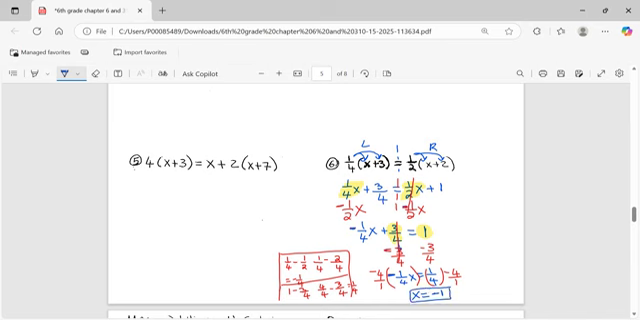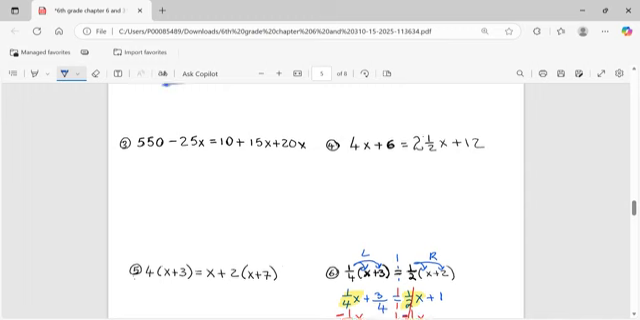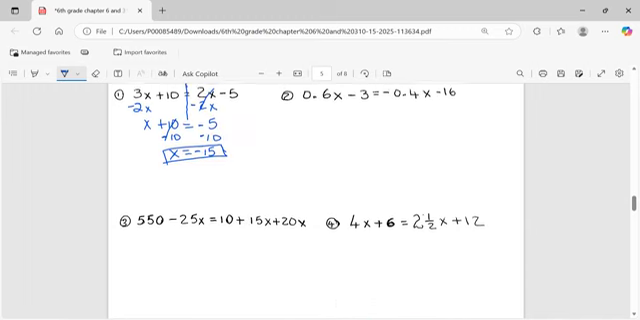And my solution is negative 1. Yes, there's some fractions, but we can do it. Let's go ahead and try simplifying. Let's go with number 3.